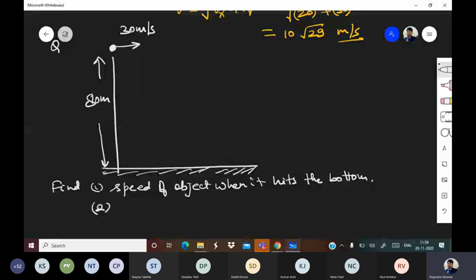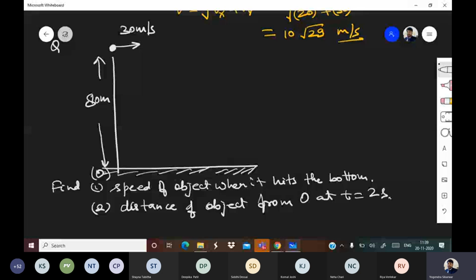this point is O. Okay. Find the distance of the object from O at t equal to 2 seconds. Please find.